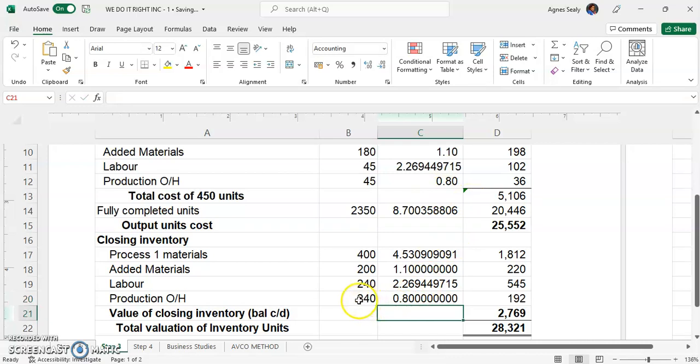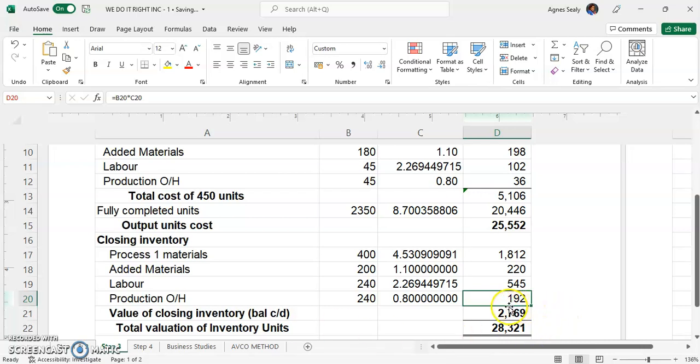So when we multiply the 240 equivalent units by 80 cents, we get that the production overhead value in our closing inventory units is $192. So what is the value of our closing inventory that is going into our process account? In other words, that is also our balance carried down on our process account.